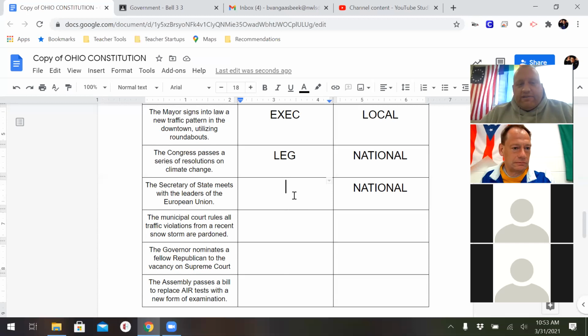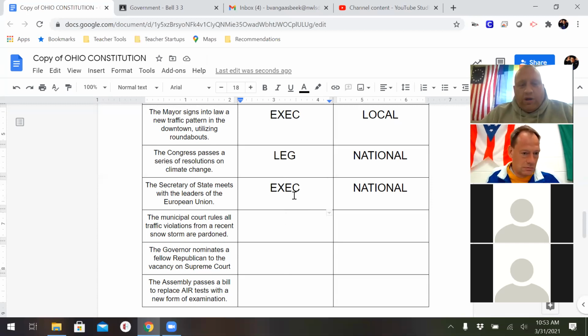Now, the Secretary of State would be part of what organization at that point? Executive. Okay, it's part of the cabinet, so therefore it is executive. Very good. This one threw people off last bell, so well done, okay? They are part of the executive branch because they're part of the cabinet, okay?